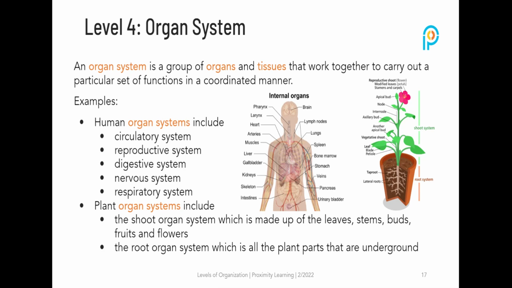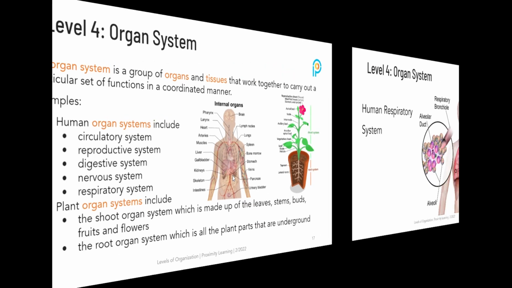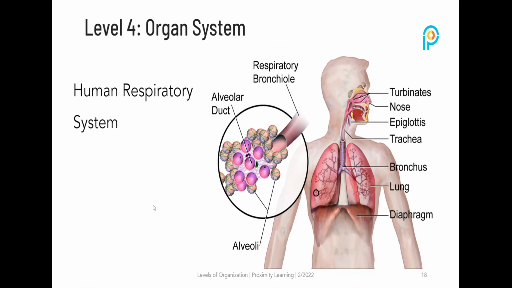Plant organ systems would include the shoot organ system, which is made up of the leaves, stems, buds, fruits, and flowers. And the root organ system, which is all the plant's parts that are underground. And this is showing the human respiratory system.